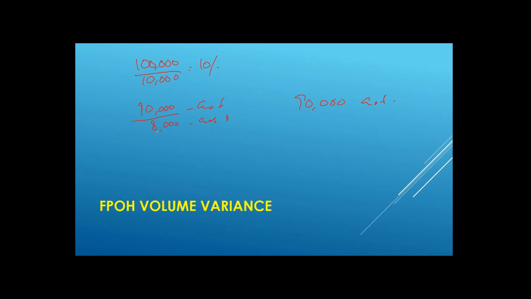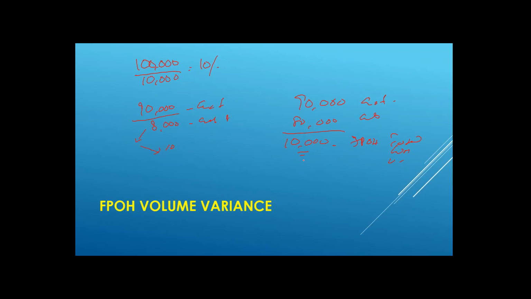How much do we absorb? 10 into 8,000, we can absorb 80,000, because our actual production was 8,000 into the standard rate of 10. So 90,000 is the actual, and we have absorbed 80,000. So there's an underabsorption of 10,000. This is what we call the fixed production overhead total cost variance. 90,000 was the actual, 80,000 was what we absorbed, so 10,000 underabsorbed. Now we must see what the breakdown of this 10,000 is.